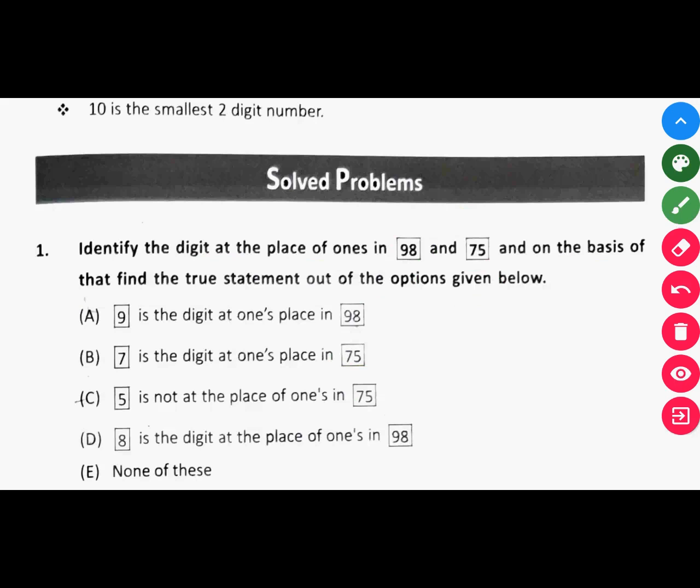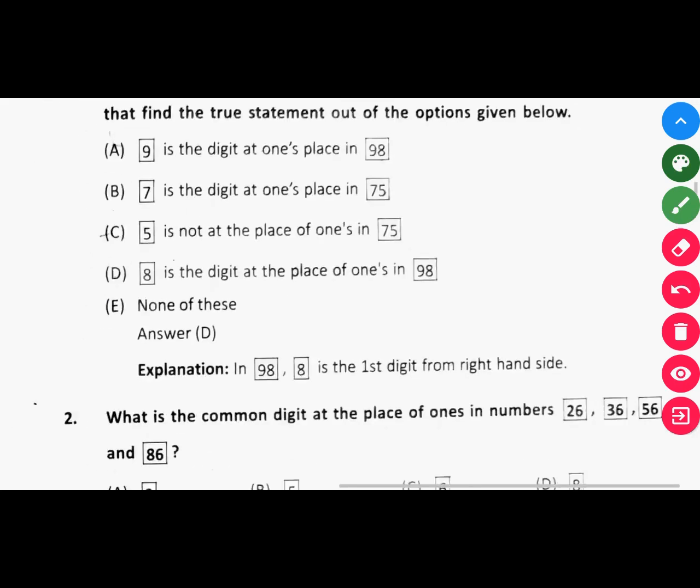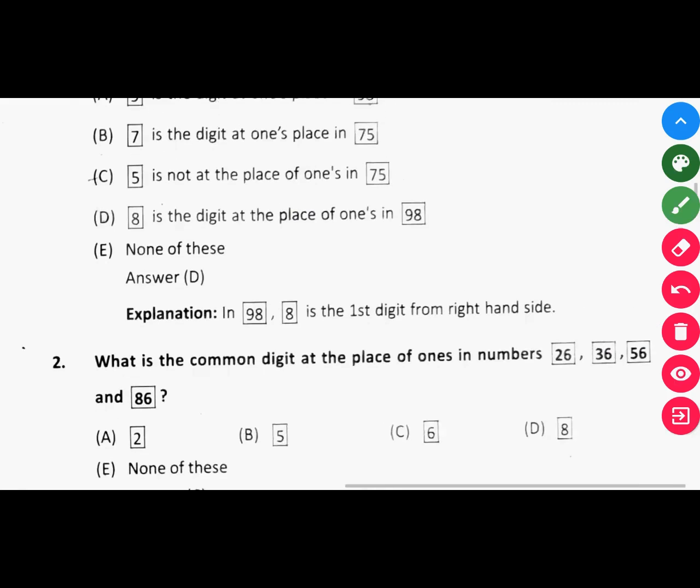So we have to think like this, and we have to solve the problem like this. Now the second example is there.